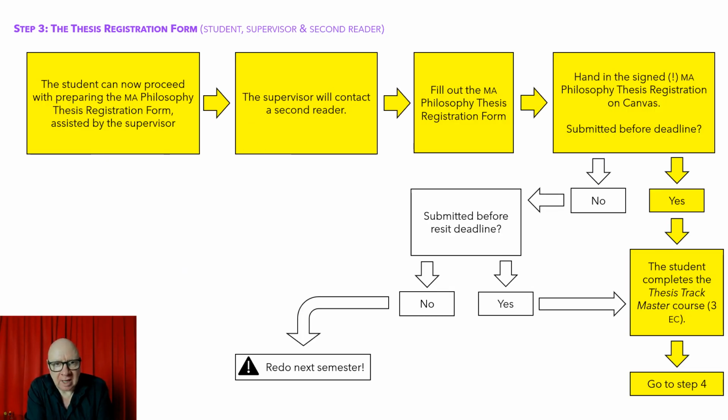The next step is filling out the thesis registration form. The details of that I'll discuss in a moment. Basically, it is a plan for your thesis. It contains your research questions, some literature, an overview of the different chapters. So you fill that out. Also, you could add a time schedule for when you hand in different chapters. So discuss that with your supervisor.